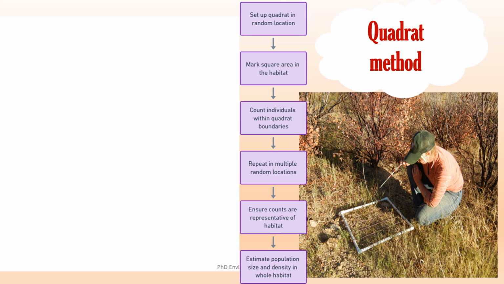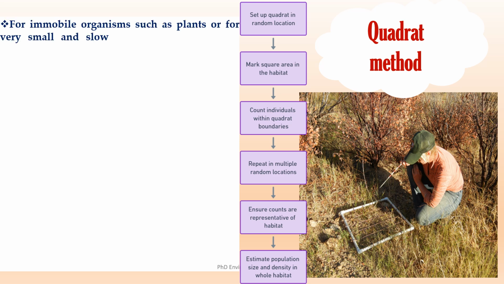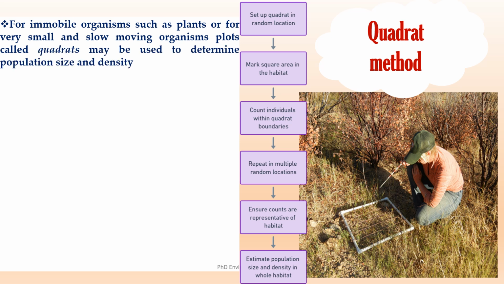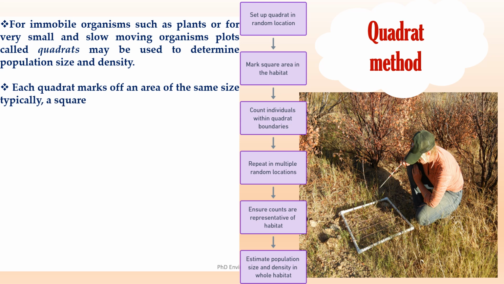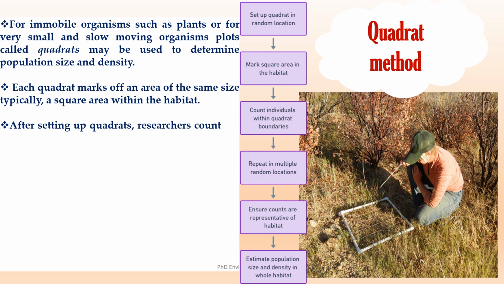Quadrat method: for immobile organisms such as plants or for very small and slow-moving organisms, plots called quadrats may be used to determine the population size and density. Each quadrat marks off an area of the same size, typically a square area within the habitat. After setting up quadrats, researchers count the number of individuals within the boundaries of each one.